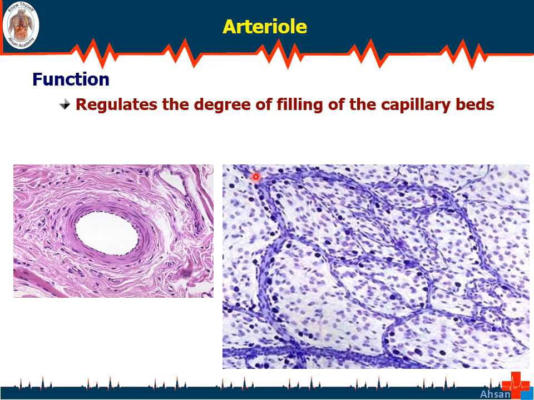These arterioles regulate the flow of blood in the capillaries. So an arteriole can contract and reduce the flow of blood to the capillary. So arterial blood pressure is maintained by the arterioles. If all the arterioles are open, then the diastolic blood pressure falls.